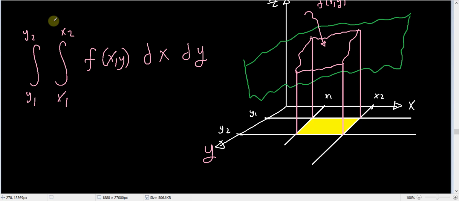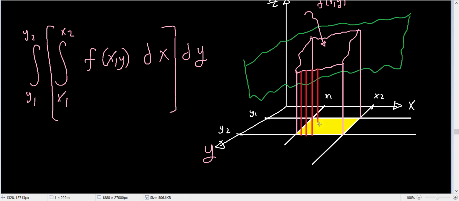So first, we are evaluating this inner integral, right? This is an ordinary 1D integral, and we are moving in the x direction. So what we are really doing is partitioning every plane or every slice like that into small rectangles and getting the areas of those slices for different values of y.